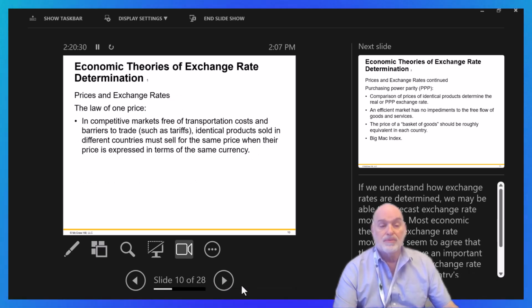The law of one price. In competitive markets, free of transportation costs and barriers to trade, such as tariffs, identical products sold in different countries must sell for the same price when their price is expressed in terms of the same currency.